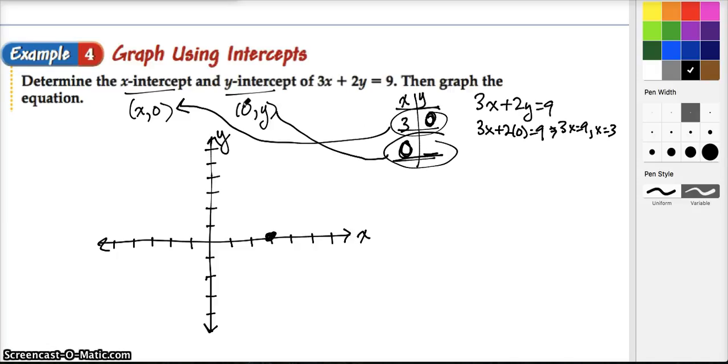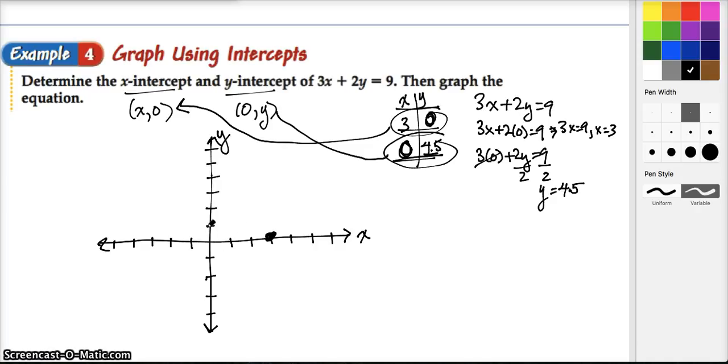The next point I'm going to figure out is the y-intercept, and as I said before, I'm going to put 0 in for x and solve for y. So when I put 0 in for x, 3 times 0 plus 2y is equal to 9. This term goes away because 3 times 0 is just 0. 2y is equal to 9. Divide both sides by 2, I get that y is equal to 4.5. So when x is 0, y is equal to 4.5 on the y-axis, that's our y-intercept.